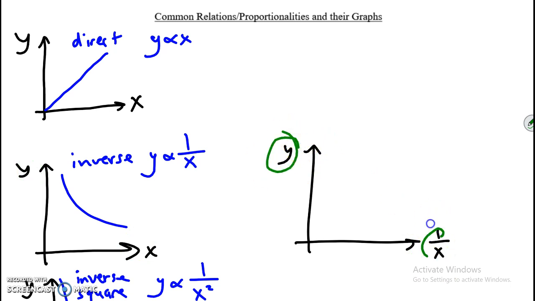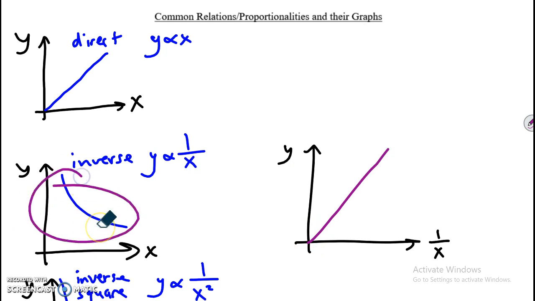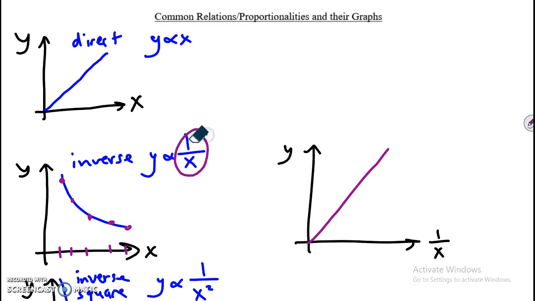Well, how are these related? Y is proportional to 1 over x. The y and 1 over x are literally directly proportional. So we should get from this a straight line through the origin. This is how you take this data and make it linear. And we are literally, every single data point on this line, we are taking every x coordinate, every x value, and we are taking 1 over that x value and plotting those new values on this graph.